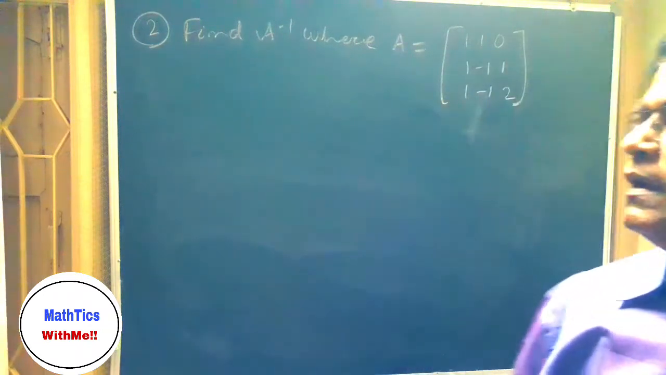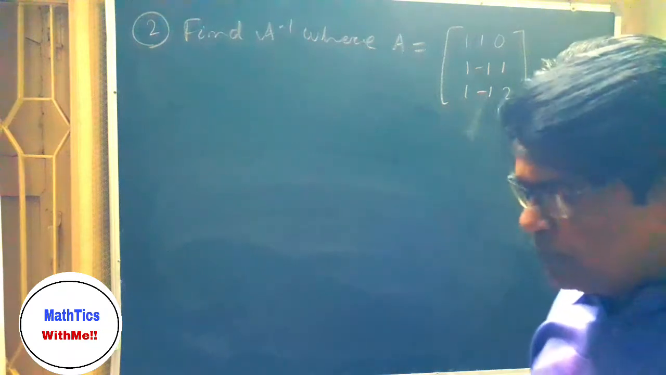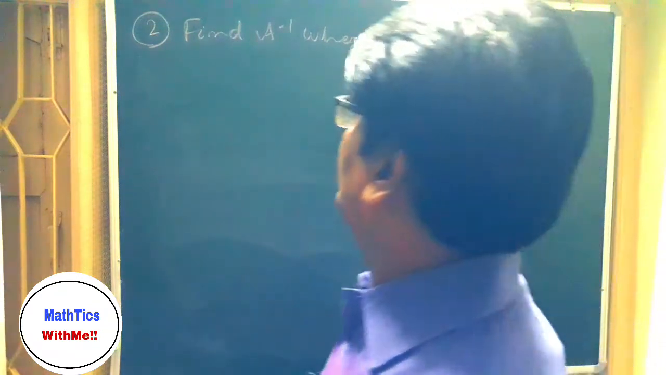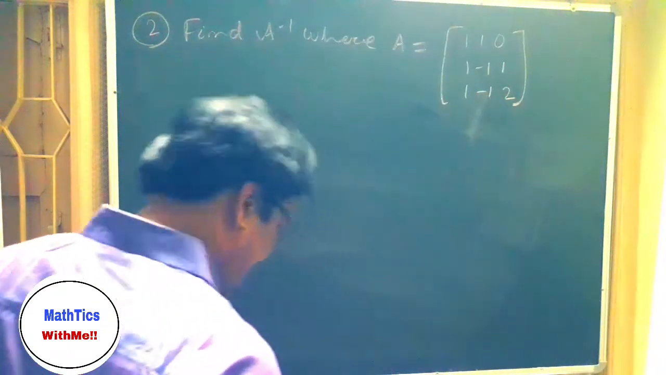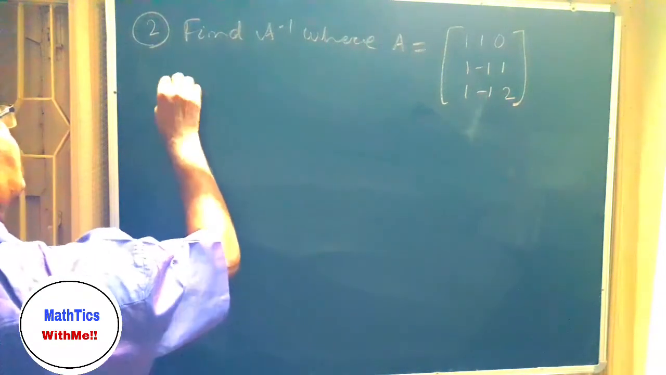Now let us solve the problem. Find A inverse where A is equal to the given matrix. So what we have to do here? Here, first of all, let us find the determinant of A.